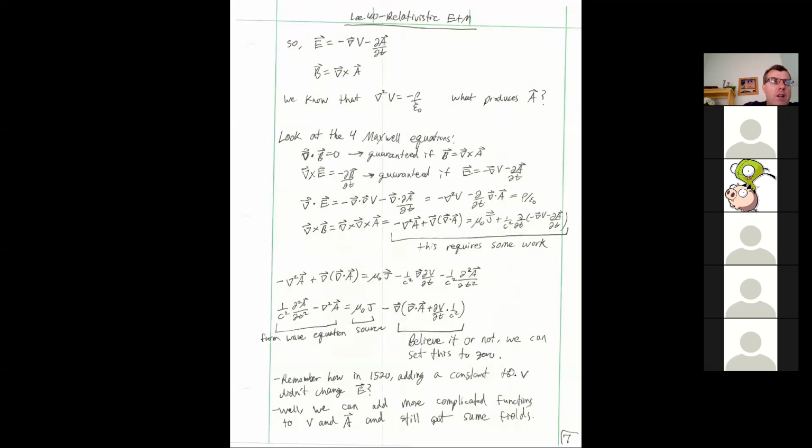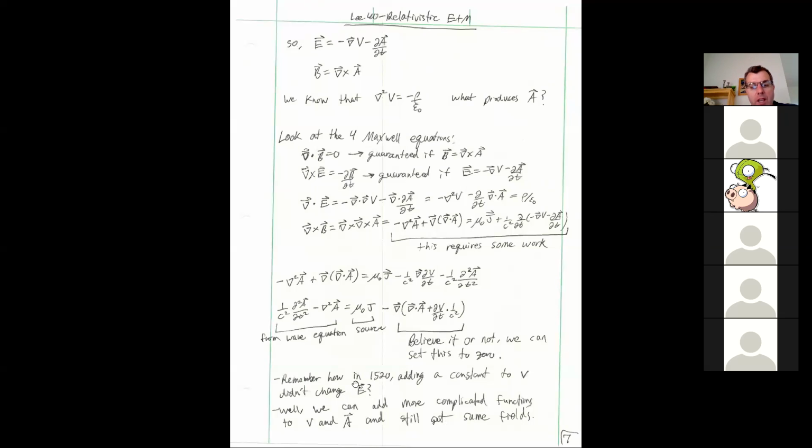All right, if I announce that I'm going to increase all of my voltages at every point in space, well, the electric field is the derivative of voltage, or at least the static electric field is the derivative of voltage. So if I add a constant to something, I don't change its derivative one bit.